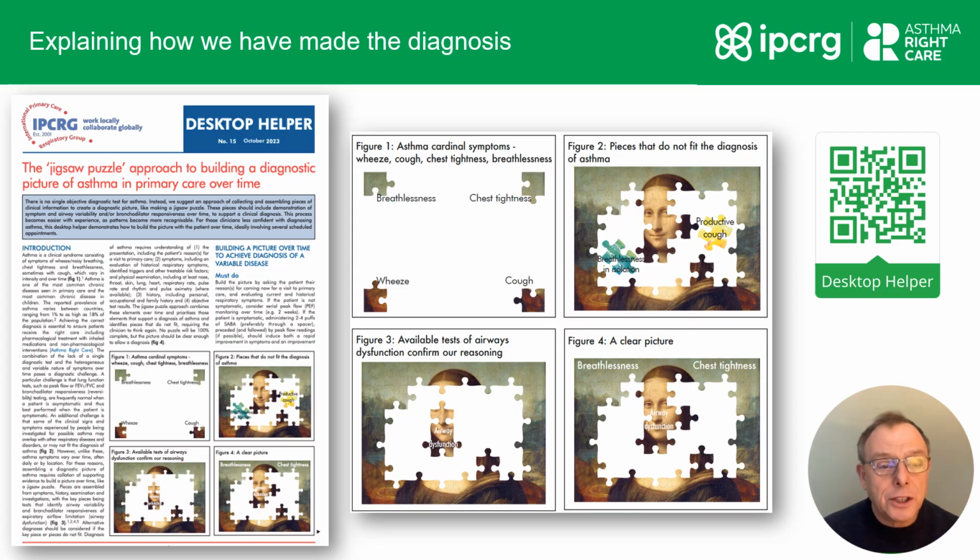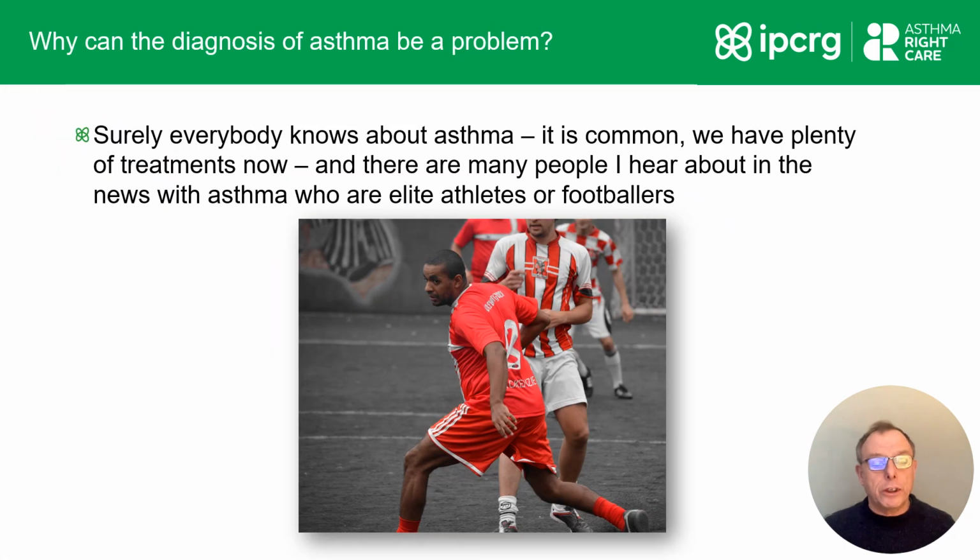I think the first challenge for many of us is getting the diagnosis right, and I'm not going to concentrate on that today, but as you know, the IPCRG desktop helper is a really useful method on the jigsaw puzzle approach to building a diagnosis and building that circumstantial evidence that we have to say this fits with a picture of asthma. How do we make that diagnosis? That's a fundamental core component of how we then help to discuss with our patient about their diagnosis and management. That's not the purpose of today, so I'm not going to go into the diagnosis.